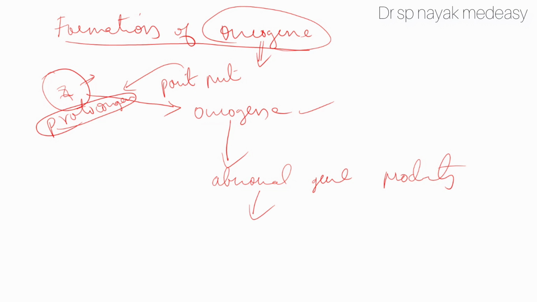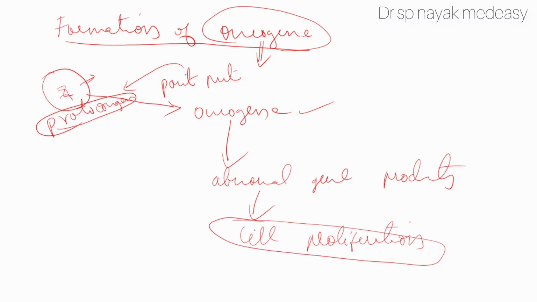These abnormal gene products, what do they do? They will cause cell proliferation. And this cell proliferation is one of the major steps in the formation of oncogenesis, I mean, in the formation of cancer. Okay, in the formation of a tumor, simply you can say. In the formation of a tumor, cell proliferation is very important, right? So this is about oncogenes.